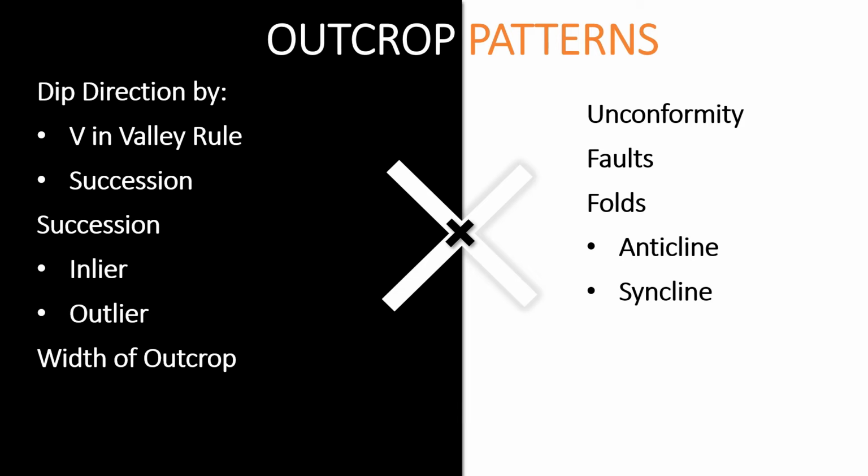So folds are divided into two kinds. First is the anticline, which I already showed earlier. An anticline is an upward fold, like a hill. A syncline is a downward layer. It's like it's folded downward. So those are the two kinds of folds.